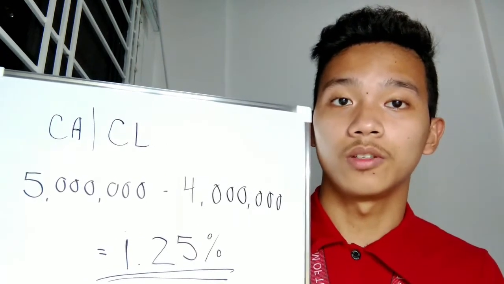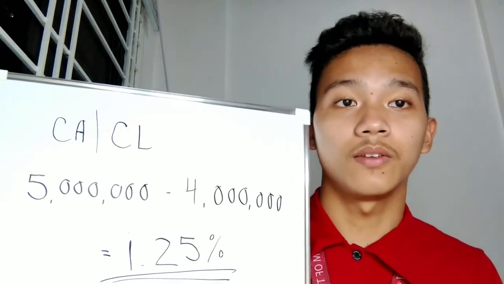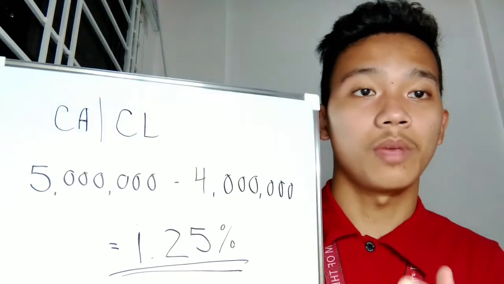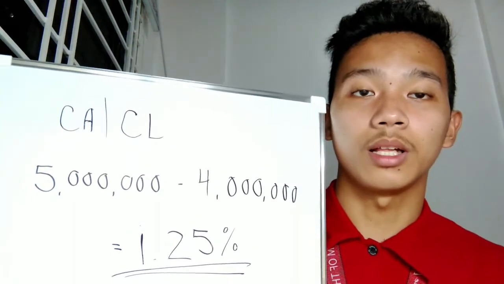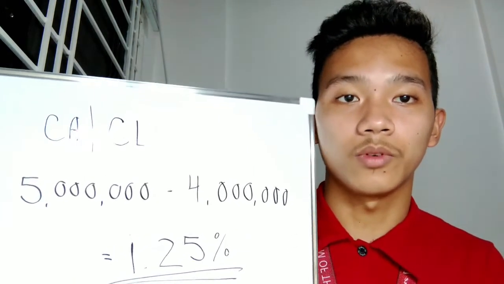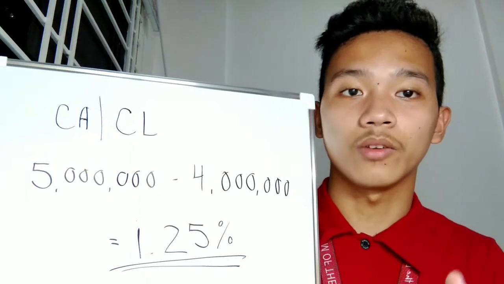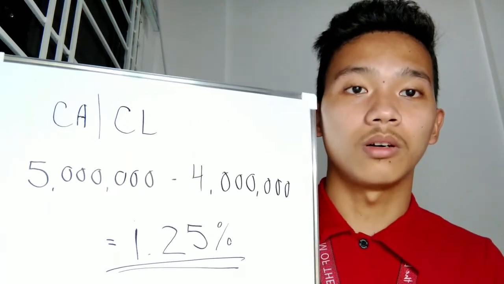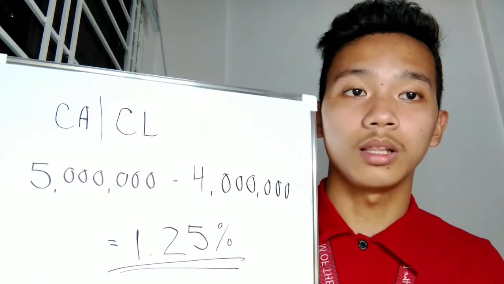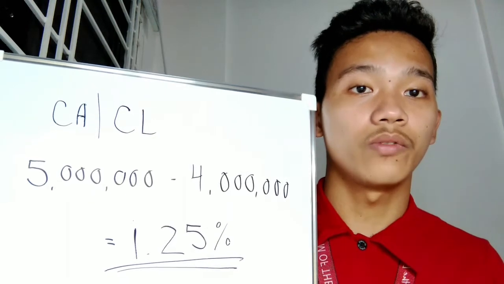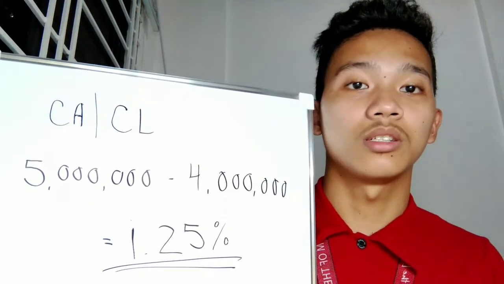Our second formula is for current ratio. The formula is current asset divided by current liability. Using the same input that we have for working capital, our current asset is 5 million and our current liability is 4 million. If we divide it, we get the answer of 1.25, which only means that for every 1 peso of the company's current liabilities, the company has 1 peso and 25 centavos to cover its current liability using the current asset.